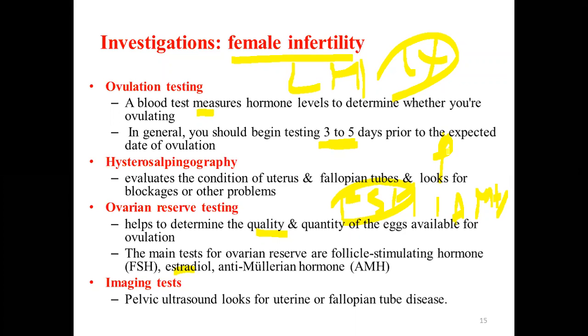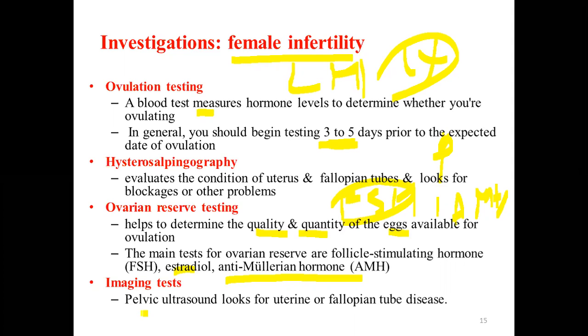So the higher the number, usually, the egg reserve in the ovary is very adequate. Those are the common tests to assess ovarian reserve, especially to estimate the quantity of eggs available. Then another test which is most commonly done is pelvic ultrasound.